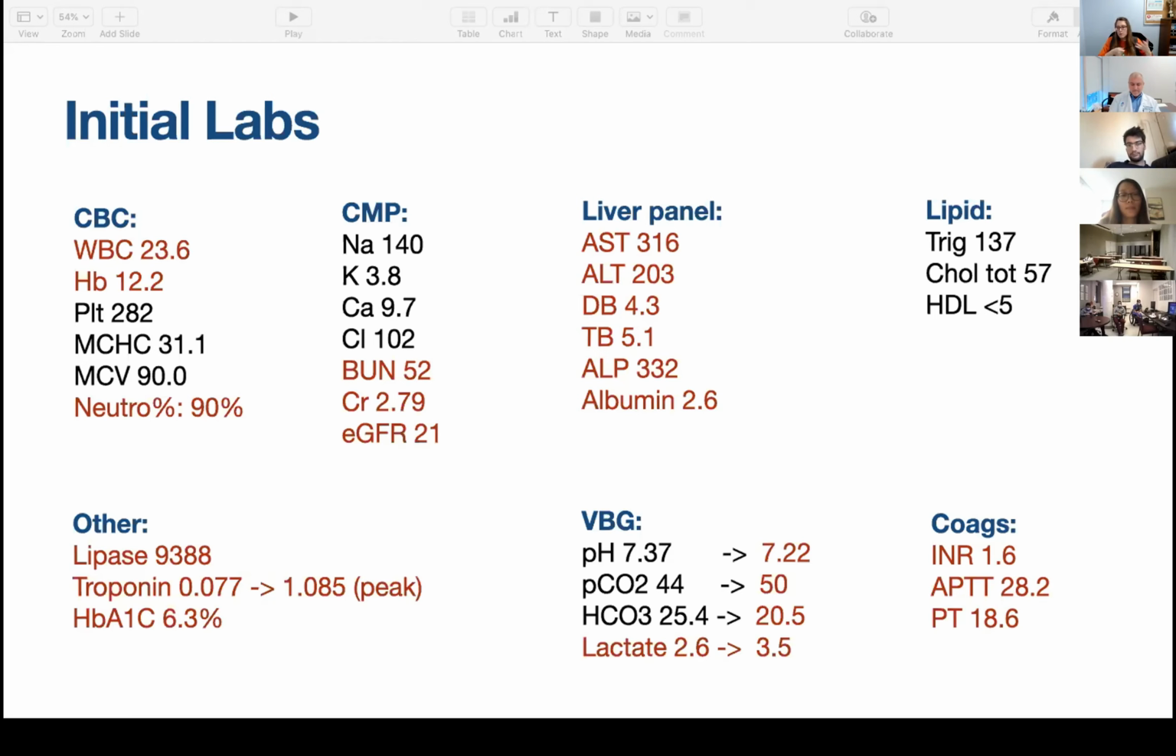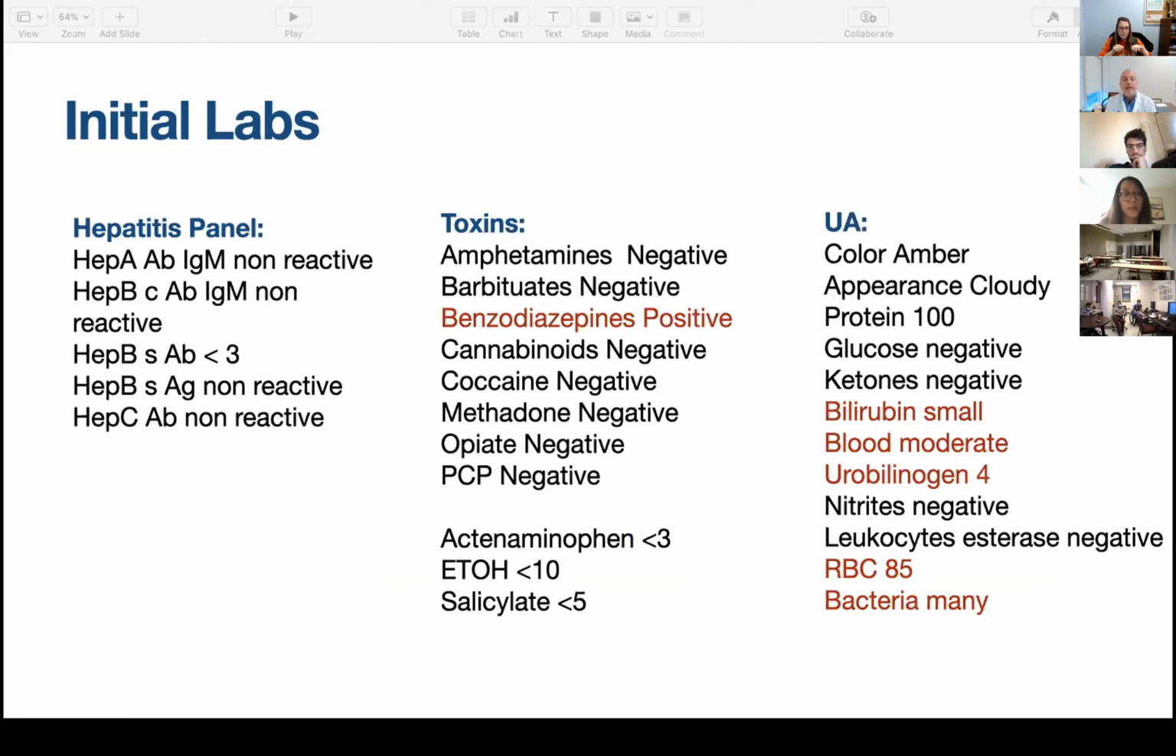Okay, so we do need more tests at this point, and so we'll see what Jean did with his team. For more of his labs, we have hepatitis viral panel, which came back negative. And also we have a UTOX panel that was mostly negative. And the benzodiazepine was positive because he received lorazepam before the lab draw. So we think that that's the reason why it came back positive, but he was not taking any benzodiazepines at home. And he has negative acetaminophen level and negative alcohol level. Also salicylate level is negative as well. And for his UA, it was negative for nitrites and leukocyte esterase.